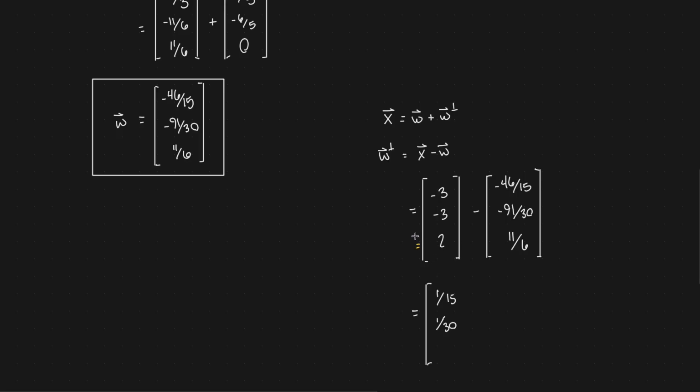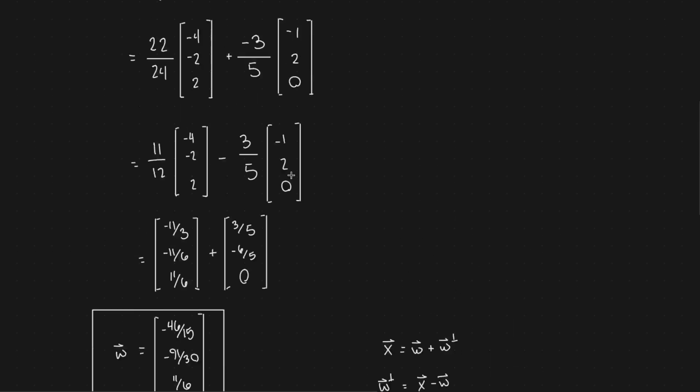And then 2 is the same as 12 sixths. 12 sixths minus 11 sixths is 1/6. And that's the other answer.